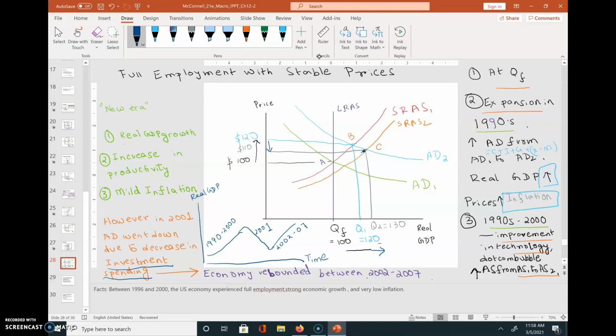So this last section is just to show you that aggregate demand and aggregate supply can move together at the same time, and there are always fluctuations in real GDP throughout time. Okay, that is all about this chapter.